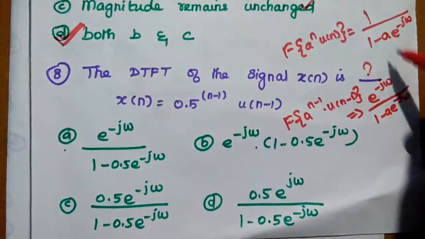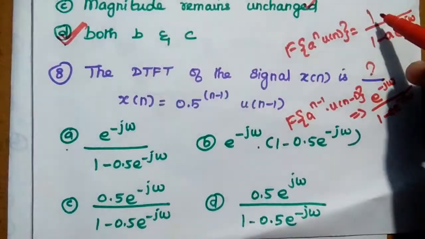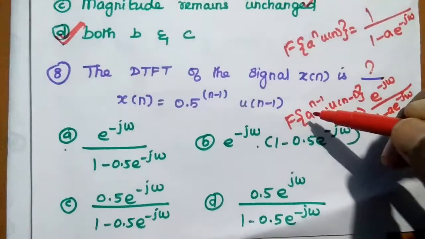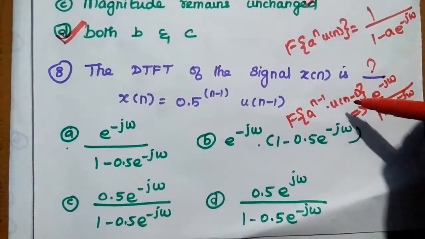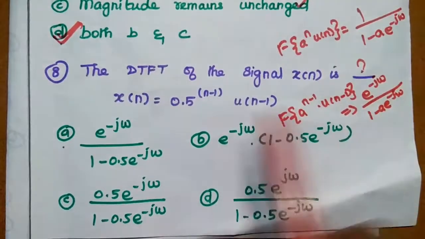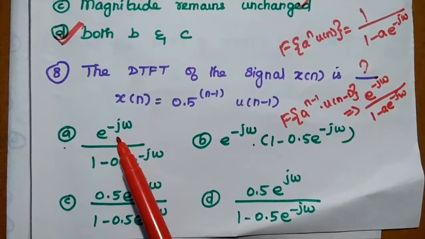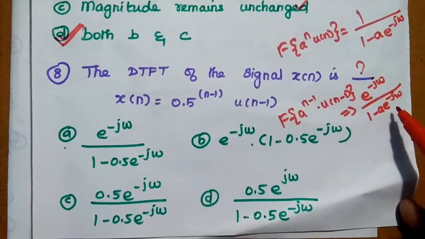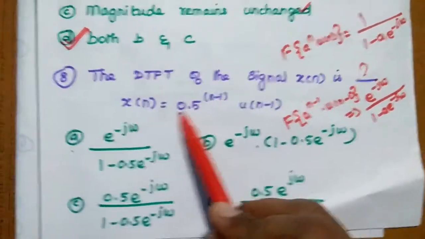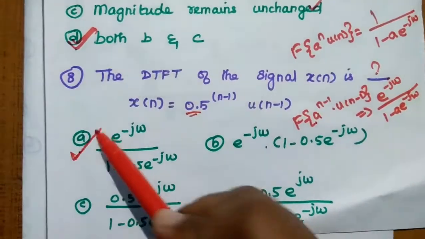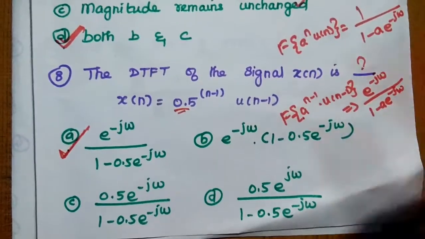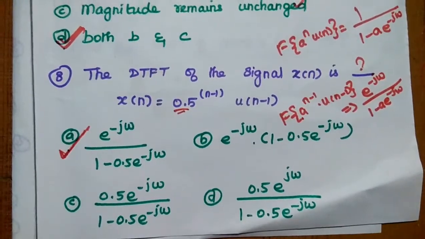So in this one, for a power n u of n, the formula is 1 divided by 1 minus a e power minus j omega. For a power n minus 1 into u of n minus 1, this is the formula. So we can substitute it here: e power minus j omega divided by 1 minus a e power minus j omega. What is the value of a here? It is 0.5. So the answer is e power minus j omega divided by 1 minus 0.5 e power minus j omega.